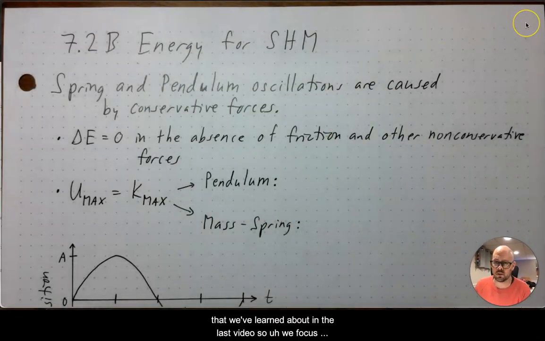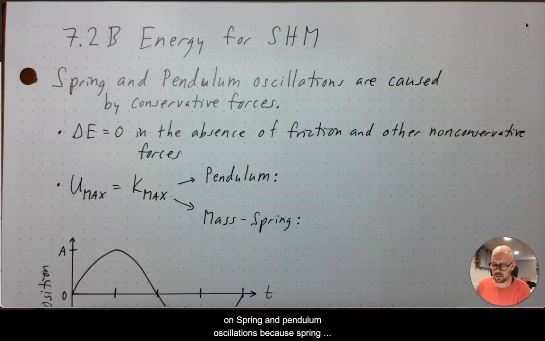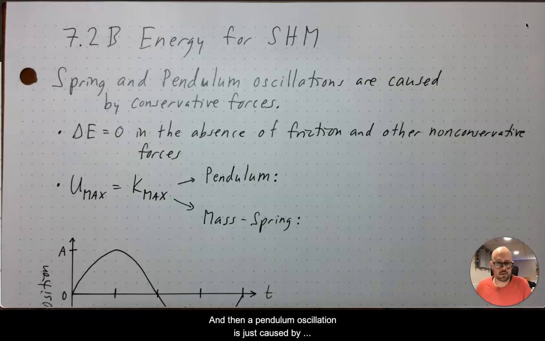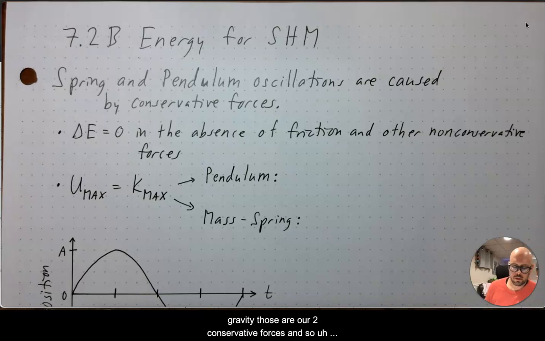So we focus on spring and pendulum oscillations because spring oscillations are caused by either just the spring force or a combination of spring and gravity. And then a pendulum oscillation is just caused by gravity. Those are our two conservative forces, and so under most circumstances, the total mechanical energy is constant.